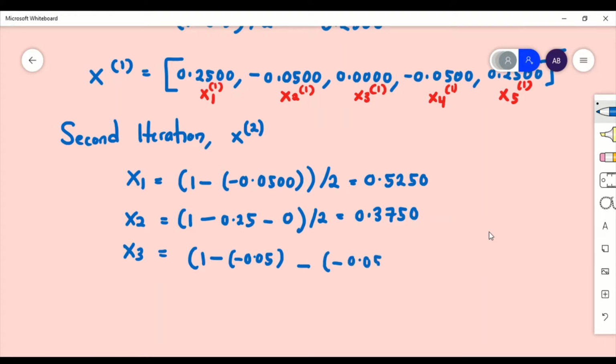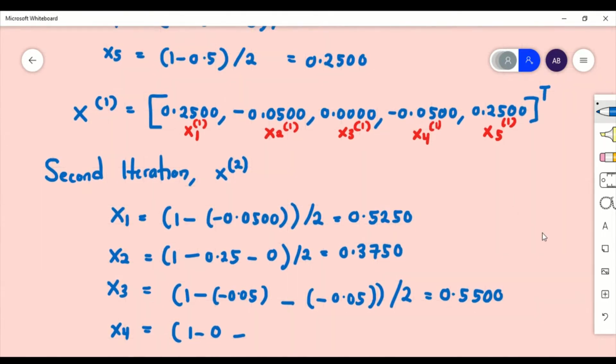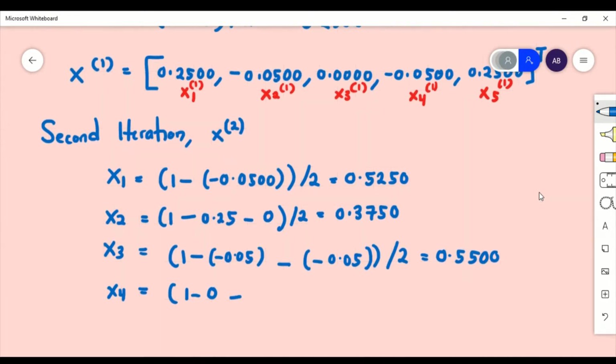Okay, too many minus here, so just be careful. Divide by 2. So we have 1 plus 0.05 plus 0.05 divided by 2. So we have 0.5500. And then x4 equals 1 minus x3, 1 minus 0, minus x5. x5 is, what do you get for x5? 0.25. Okay, so what we have, divided by 2, 0.3750.